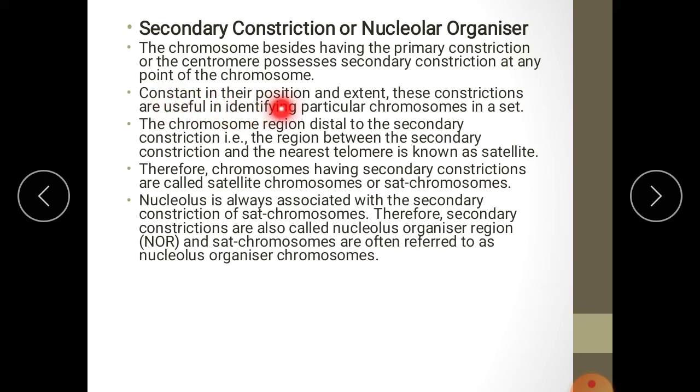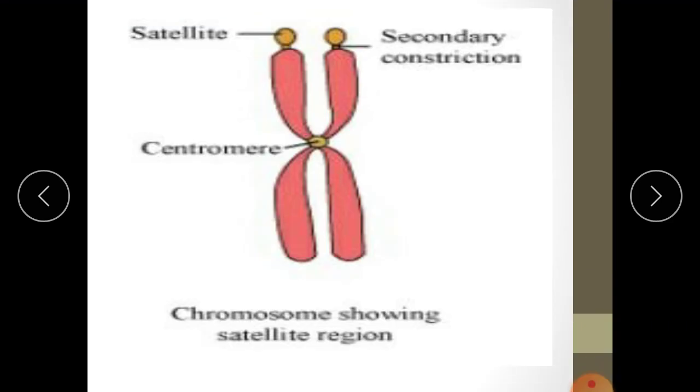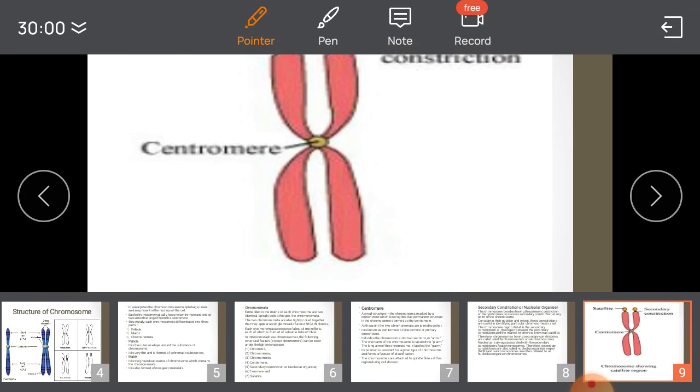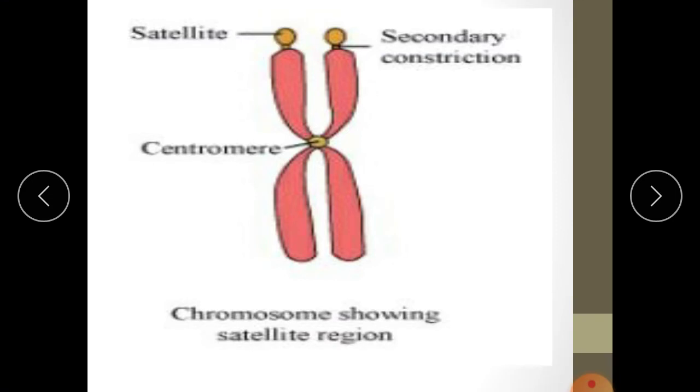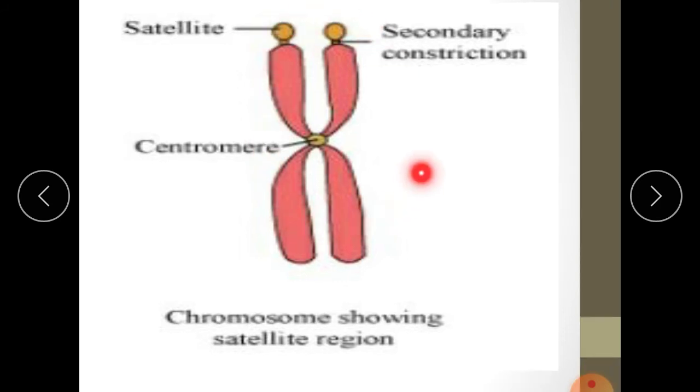It is constant in its position. Look here. This is the secondary constriction. Can you see it? This is the primary constriction, called the centromere, and this one is the secondary constriction. This secondary constriction is not present in all chromosomes. Only a few chromosomes contain it. The part of the chromosome beyond the secondary constriction is called the satellite. Therefore, such chromosomes are called SAT chromosomes or satellite chromosomes.